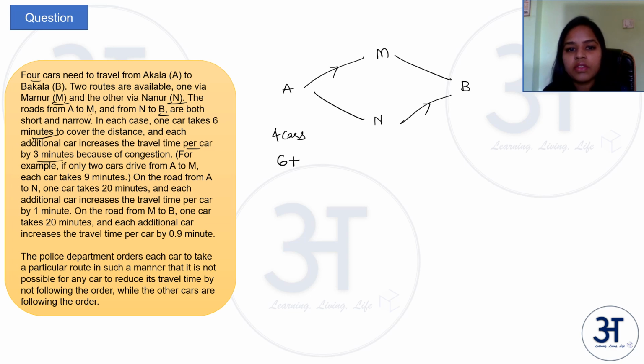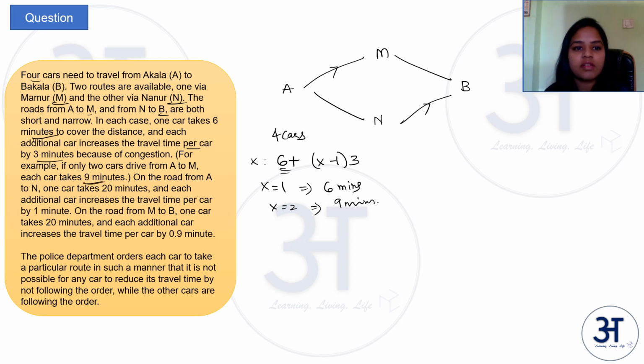So say if the number of cars is X, in that case it will be 6 plus (X minus 1) into 3. You can double check it. If X is equal to 1, in that case it takes 6 minutes. If X is equal to 2, in that case it will take 9 minutes. So the same is given here as example. So now let's move forward.